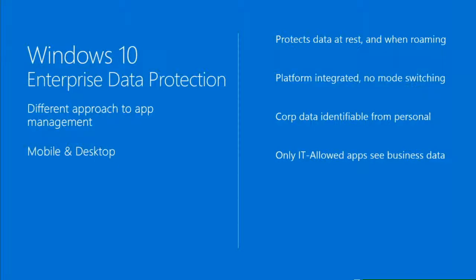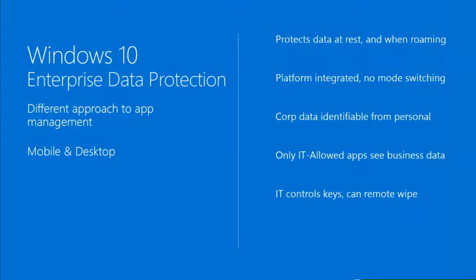Making sure only IT-allowed applications have access to business data. So I talked about the problem of data leaking to applications and endpoints that are outside your control. How do you control that? So the way you control that is by ensuring that only the applications that you want to have access to your data have access to your data, and we are enabling that as part of Windows 10.